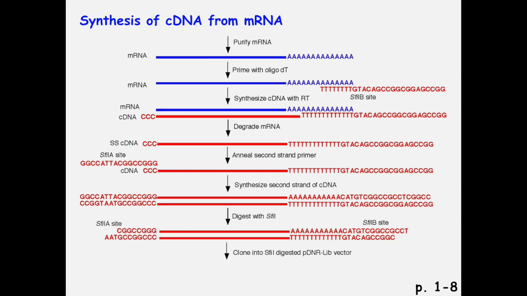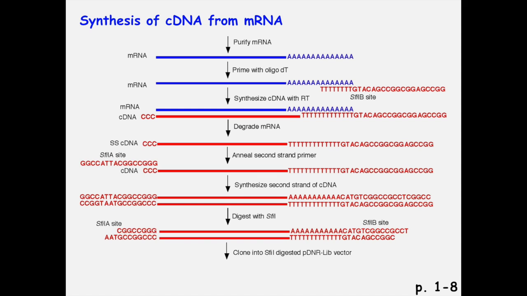After they do this, they're not done. First, we need to prime the oligo-DT, okay? And the oligo-DT actually also has this SFIB site here. They synthesize the cDNA with reverse transcriptase, an enzyme that we typically saw, the first time we really learned about it was when we learned about HIV and how HIV actually takes RNA and converts it into DNA.